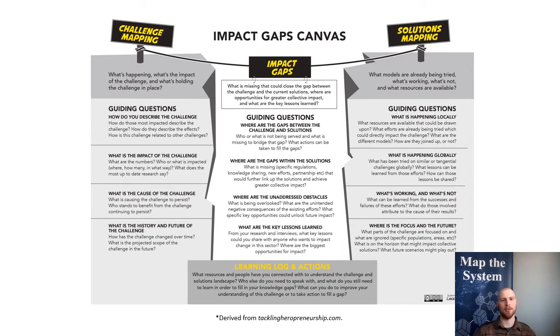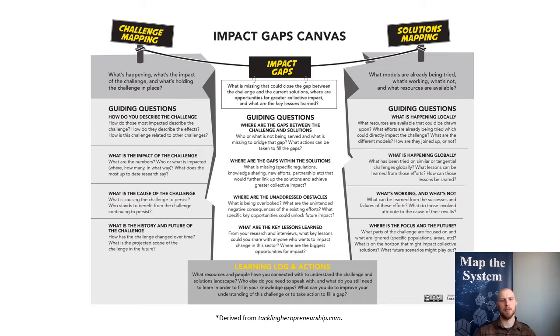So on the left-hand side are questions that can assist in mapping the problem landscape. That is, who or what is impacted, what is holding the status quo in place, and who might be affected when it is transformed. To what other issues is this problem related? What is the history of the problem? And so on. And then on the right-hand side are questions that can assist in mapping the solution landscape.